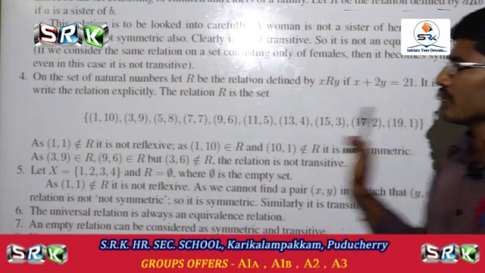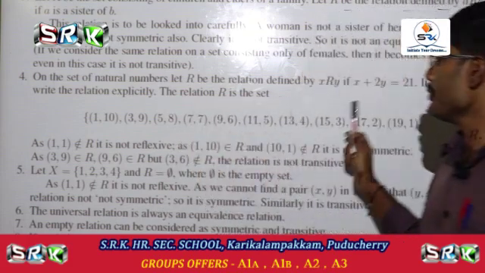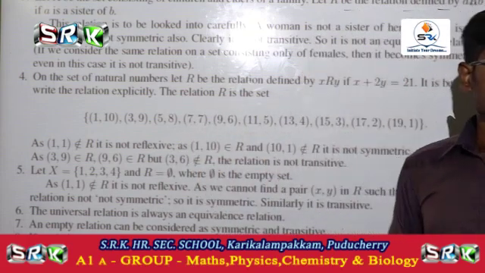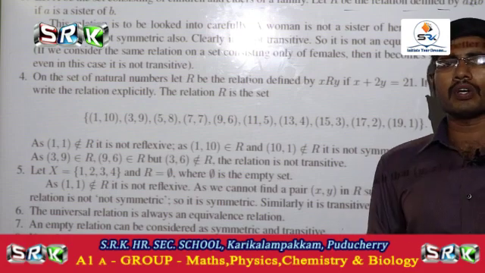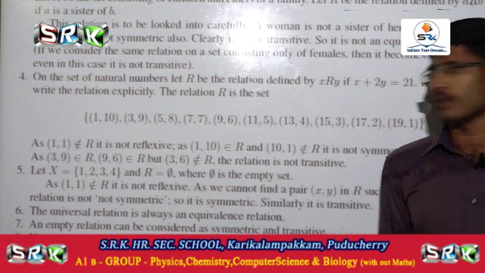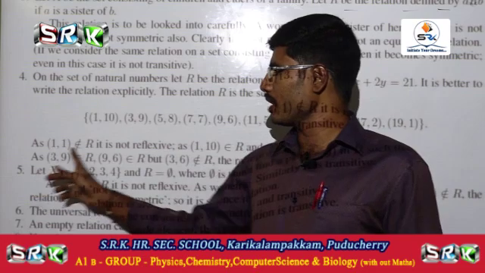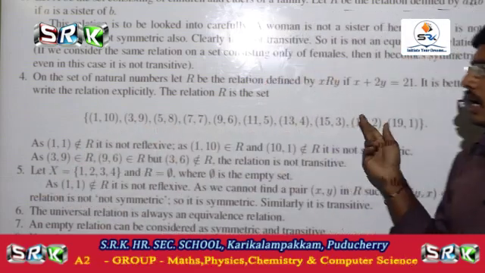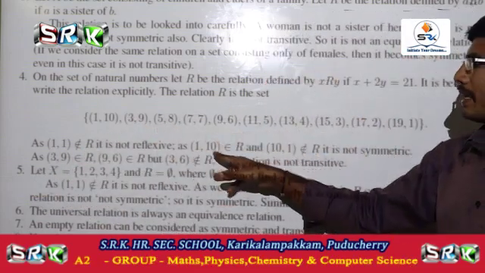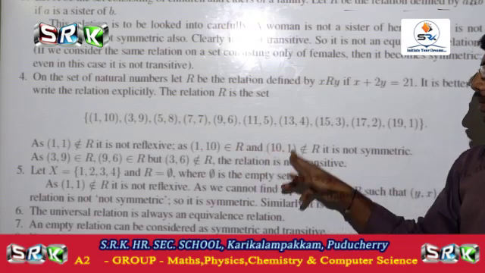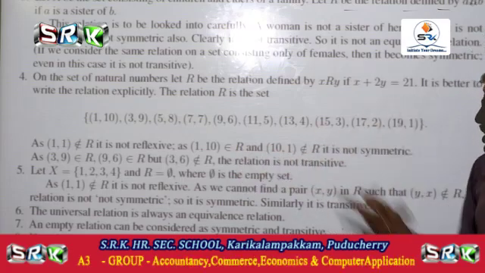In this order of terms, what about 1 comma 1? What about reflexive? Reflexive means whichever number I take, the same number must come in the pair. If I take 1, then 1 comma 1 does not belong to this relation. So it is not reflexive. 1 comma 10 belongs to R, but 10 comma 1 does not belong to R. So it is not symmetric.